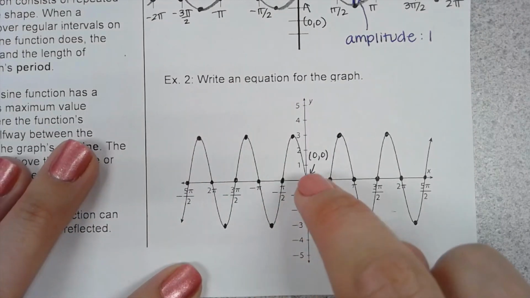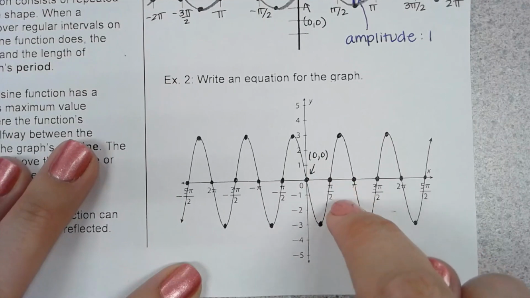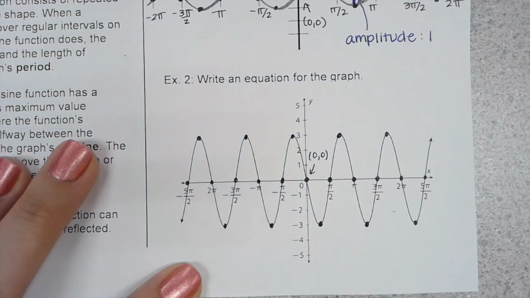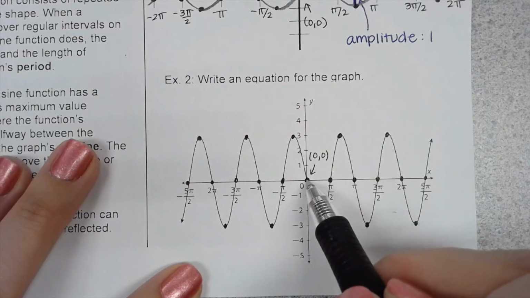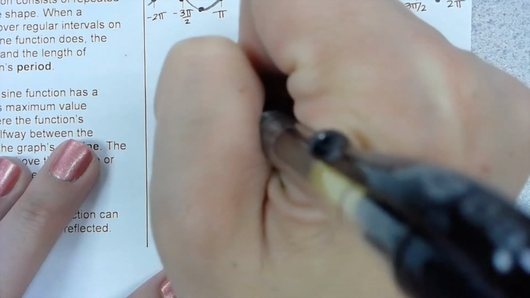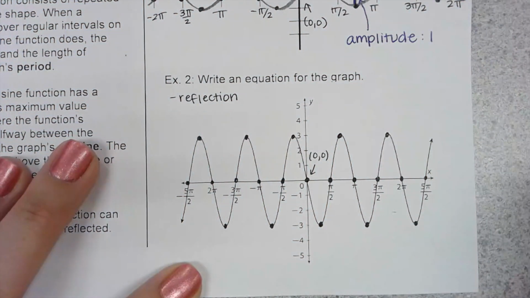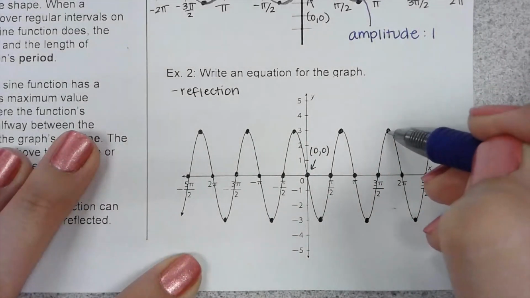The normal pattern for sine goes 0 up to +1, back to 0, down to -1, and then back to 0. Because this graph goes from 0 and then down, you may make a note somewhere on here that there was a reflection that happened with this graph. So that's one of the things we need to notice when we write the equation for the graph. The next thing is the amplitude is different.